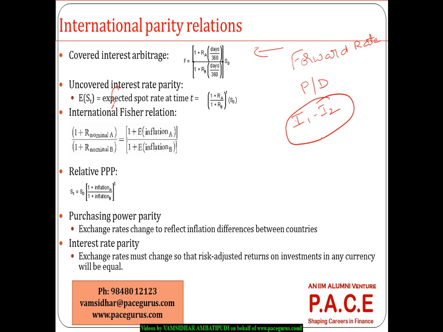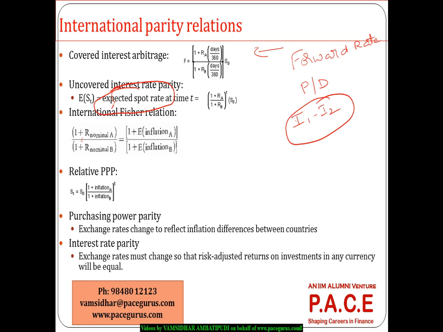So whatever is the premium or the discount at which the forward rate typically operates, that is purely based on the interest rate differentials in the two countries. That kind of mechanism is what we call covered. Whereas if it is not covered, meaning there is no forward rate existing, and we use the expected spot rate in place of the forward rate, we talk about the uncovered interest rate parity.